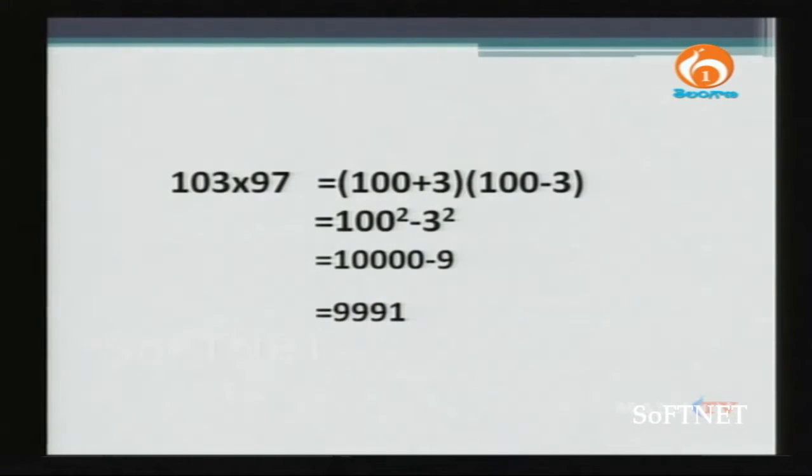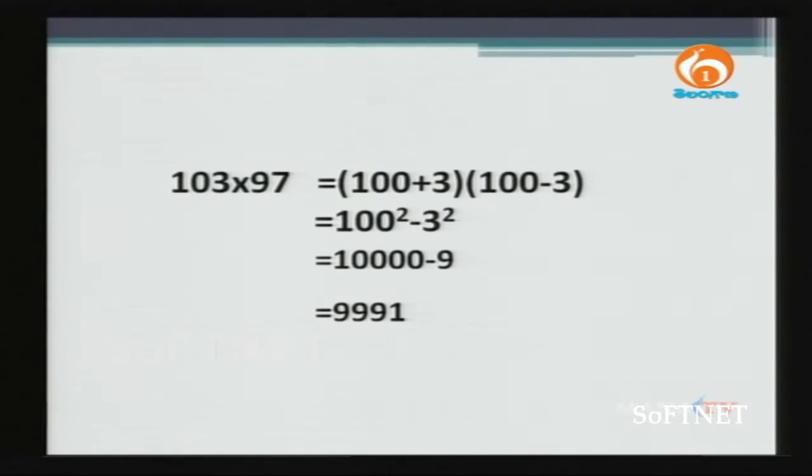So, you can write it as 100 plus 3 of 100 minus 3. Here I am going to use a small algebraic identity, that is a plus b of a minus b, which is equal to a square minus b square. So, here I am assuming a is 100 and b is 3, then the answer will be 100 square minus 3 square. Of course, 100 square is 10,000 and 3 square is 9. So, 10,000 minus 9 is 9,991.